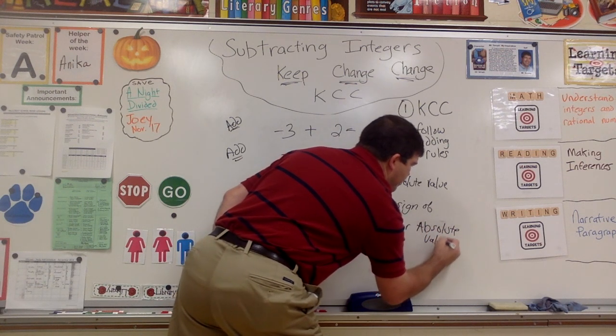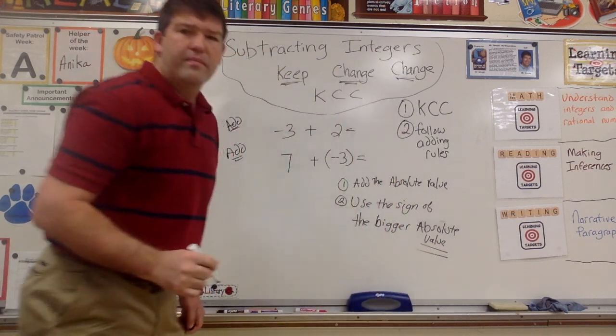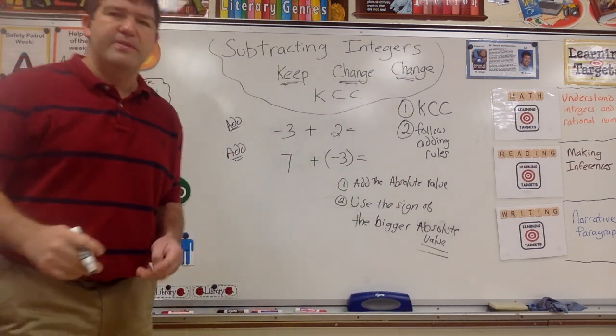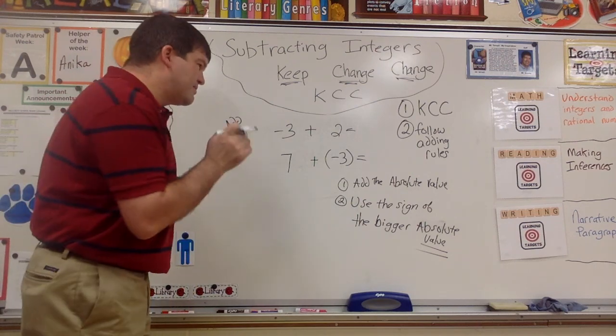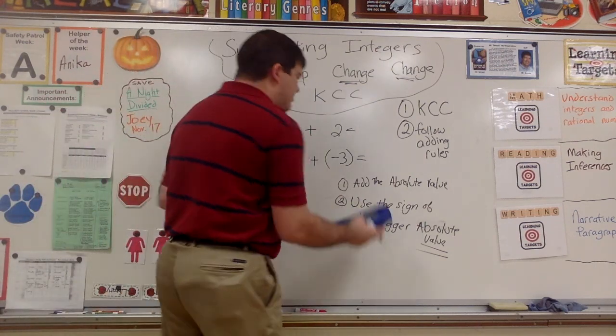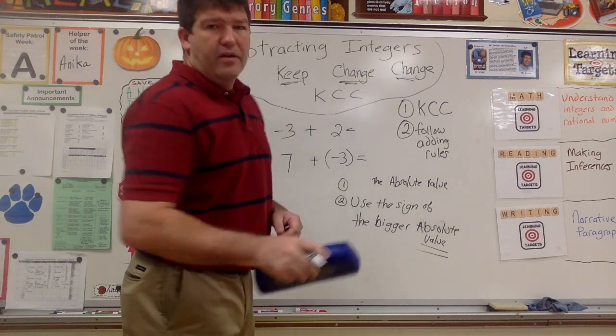Absolute value. Okay, so two steps. One is you take the absolute values and you add them. Oh, I'm sorry, that was wrong. I hope I'm not messing you up.